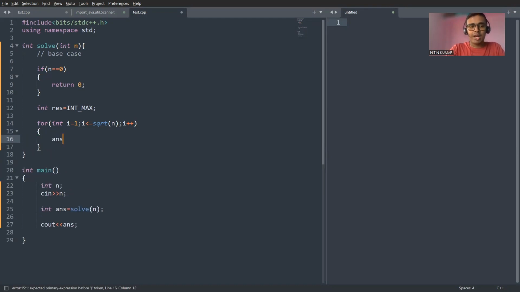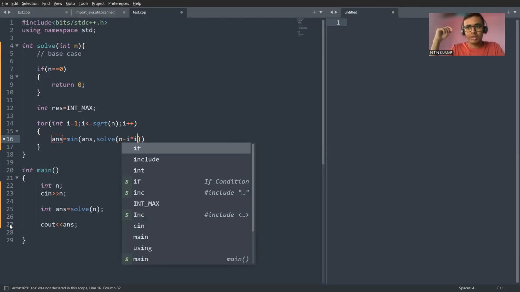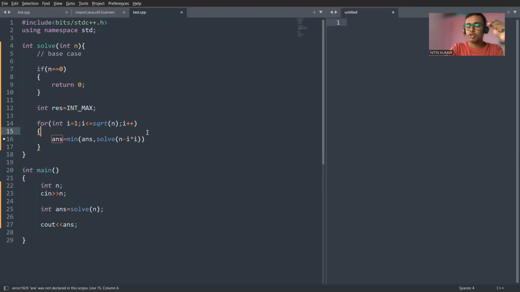And now what I will do here is answer equals min of, because I want to get the minimum possible value, min of the answer which I currently have, or the value returned from the recursion, solve of n minus i into i. So why am I writing i into i? Because I have to subtract not the value, but the square of that value, and the square of that value is multiplying those two values. So I will subtract this from my n, so that the new value of n is passed to the next recursive function. And I'm adding one to it because now I have added one more step.